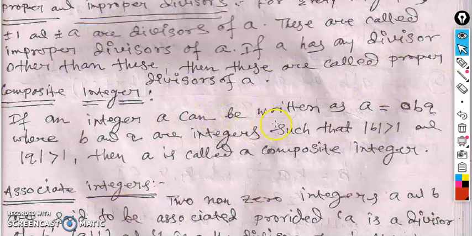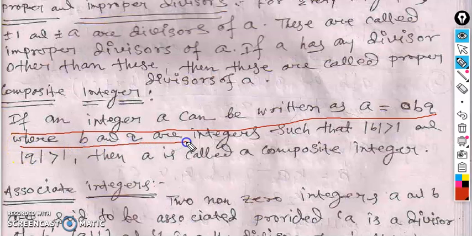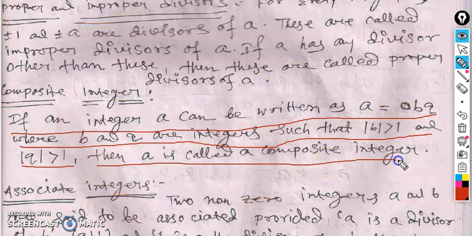If an integer a can be written as a equals bq, where b and q are integers such that mod b is greater than 1 and mod q is greater than 1, then a is called a composite integer. Again we repeat the definition: a is called a composite integer.